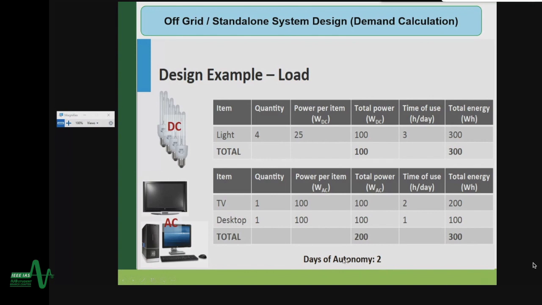Now here we choose 2 days of autonomy. That means if there is no solar power available, or if it is cloudy or the rainy season, for at least 2 days I will get the full amount of energy.